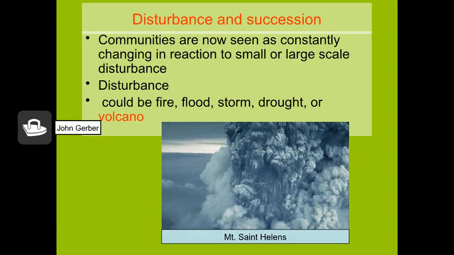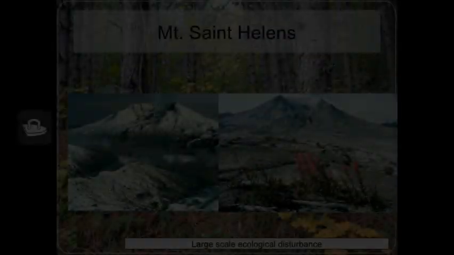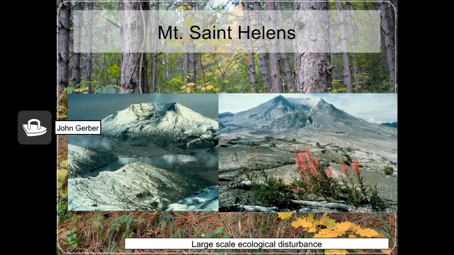Ecological communities that seem very stable to us are actually changing quite rapidly over time. Major disturbances such as fire, flood, storm, droughts, and volcanoes can cause dramatic effects. Mount St. Helens was an example. The explosion of Mount St. Helens provided ecologists with an opportunity to study secondary succession. They were surprised at how quickly life returned to this mountainside.